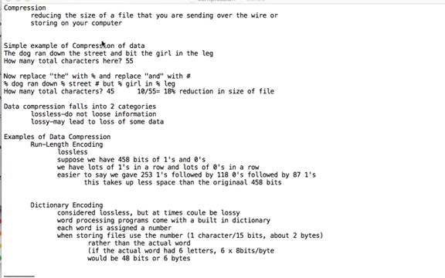A simple example of compression is to take the sentence, "The dog ran down the street and bit the girl in the leg." There's 55 total characters here. Now if I replace the word "the" with a % sign and replace the word "and" with a pound sign, and I rewrite this sentence, I'm going to have 45 total characters. That's about an 18% reduction in the size of the file. That's sort of what happens with compression. We're simply reducing file size.